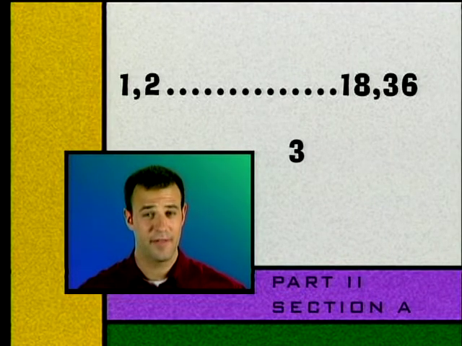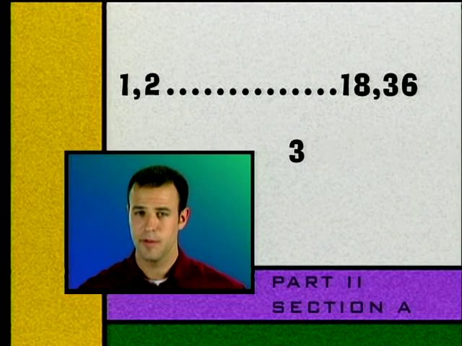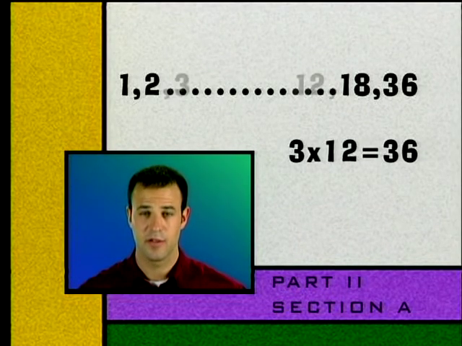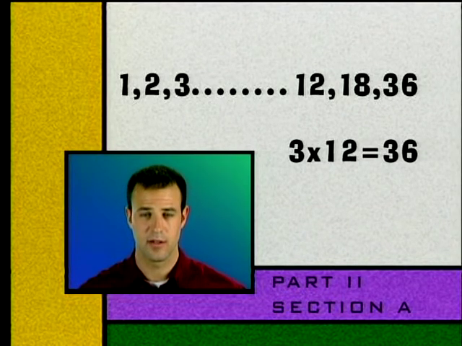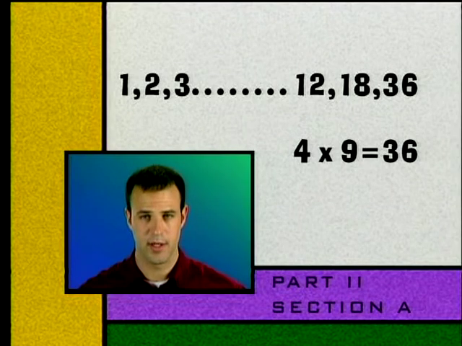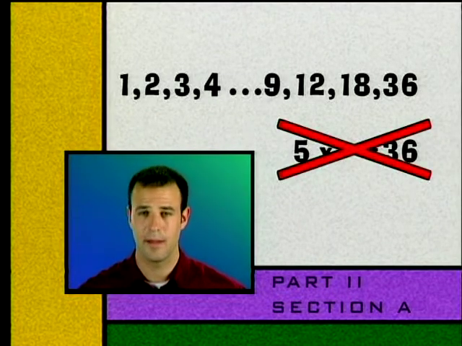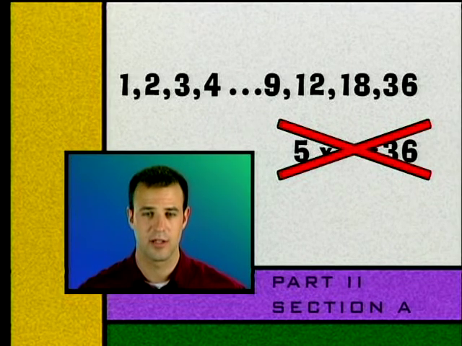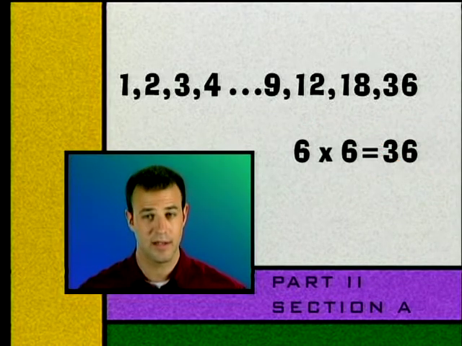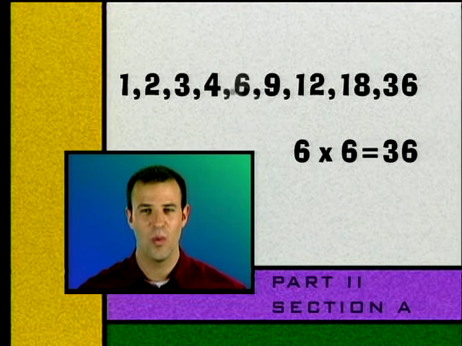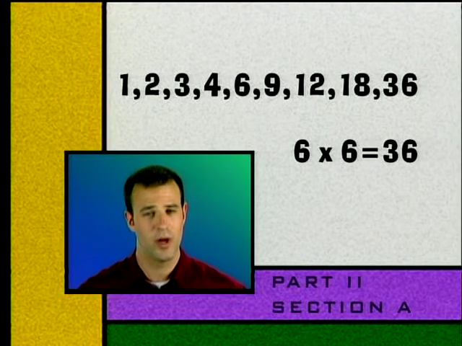Next, is 3 a factor? Well, 3 multiplied by 12 equals 36, so 3 and 12 are both factors. 4 times 9 equals 36, so they are both factors. 5 doesn't make the grade because we can't multiply it by any whole number to equal 36. 6 multiplied by 6 equals 36. So we list it as a factor one time, right here.